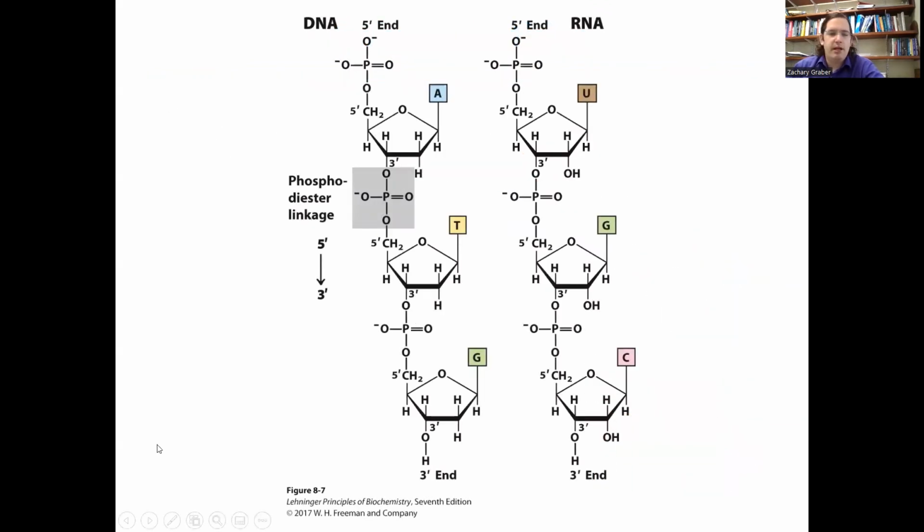Our DNA and RNA polymers look quite similar. So of course, they both have the same sort of phosphodiester linkages between them. Again, the only key difference is just the presence or absence of that extra hydroxy group at the 2' position, and then the presence of uracil instead of thymine in our DNA.